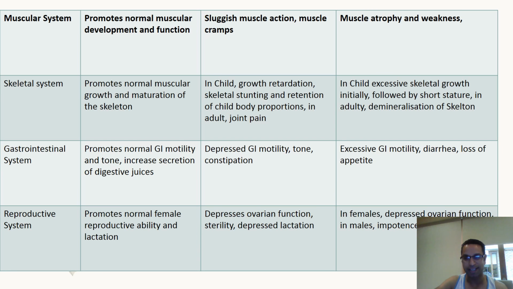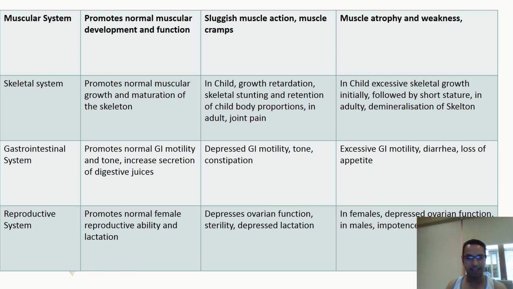With the gastrointestinal system, if it is hyposecreting, there is depressed GI motility and tone, and constipation, and with the hypersecretion, it's excessive. That means your food isn't able to stay there to digest properly, and that will cause diarrhea and loss of appetite as well.